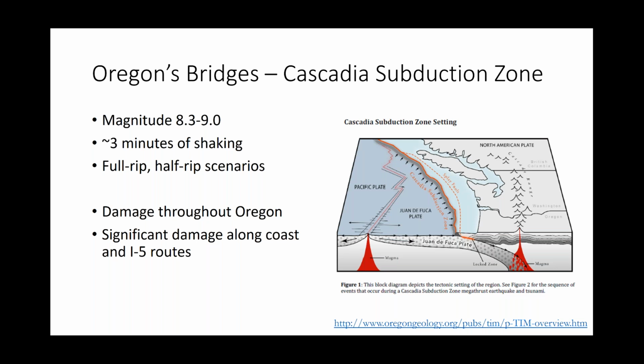It generates an enormous amount of energy. The magnitude of the quake is either 8.3 for a half rip scenario, and 9.0 if the whole fault slips. It's going to result in roughly 3 minutes of shaking and substantial damage to infrastructure, primarily in the western half of Oregon, but certainly throughout the state, and of course in Washington and California as well. That being the case, there's a lot that we can do to try and prepare for that, and certainly the state is doing quite a bit.